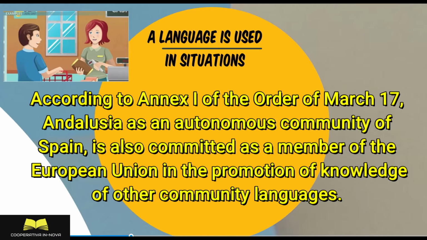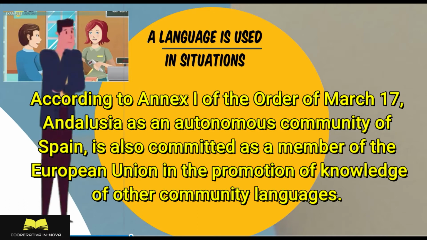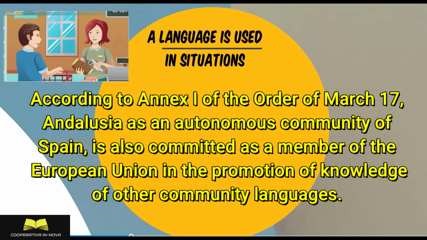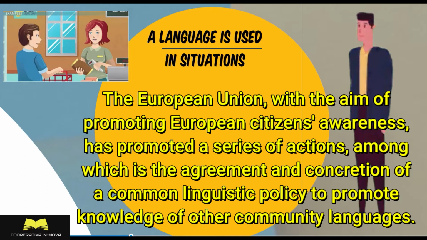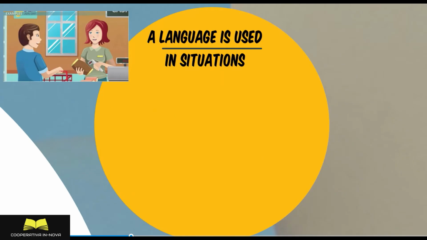According to Annex I of the Order of March 17, Andalusia, as an autonomous community of Spain, is also committed, as a member of the European Union, in the promotion of knowledge of other community languages. The European Union, with the aim of promoting European citizens' awareness, has promoted a series of actions, among which is the agreement and concretion of a common linguistic policy to promote knowledge of other community languages.